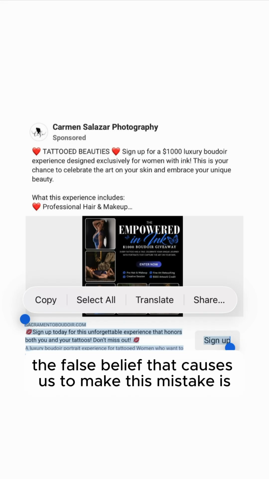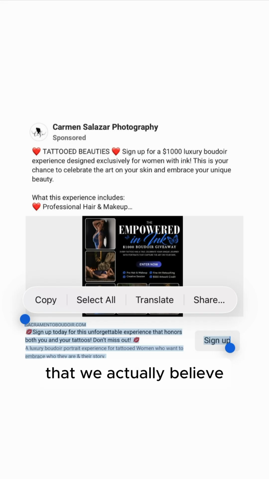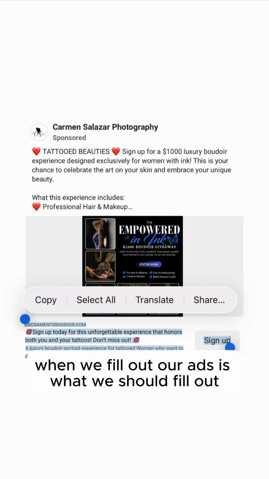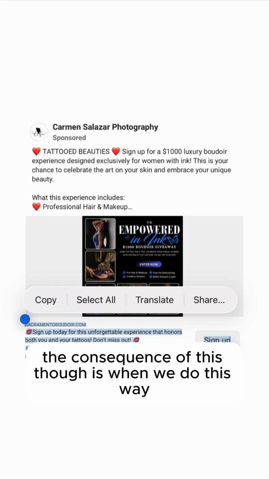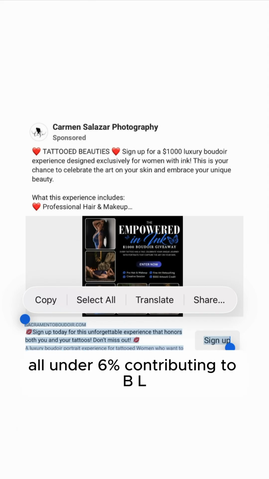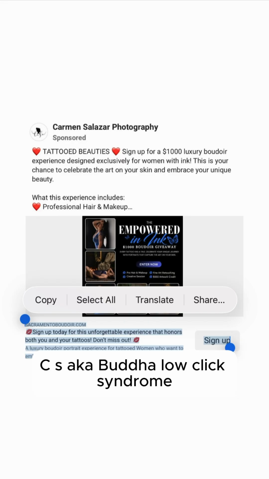The false belief that causes us to make this mistake is that we actually believe and trust what Facebook tells us to fill out when we fill out our ads is what we should fill out. The consequence of this, though, is when we do this, way more women scroll by our Boudoir Facebook ad than necessary, pulling our unique CTR under 6%, contributing to BLCS, aka Boudoir low click syndrome.